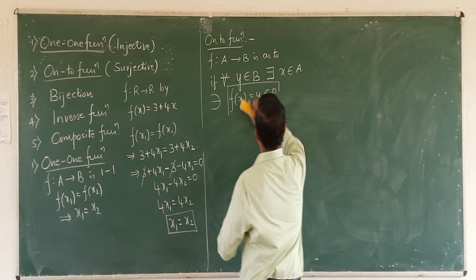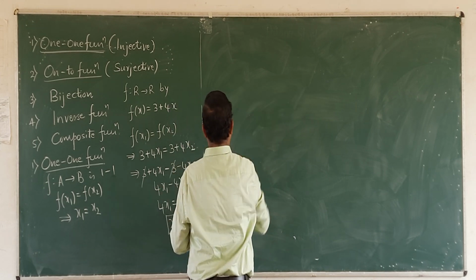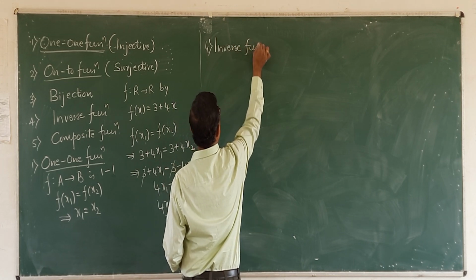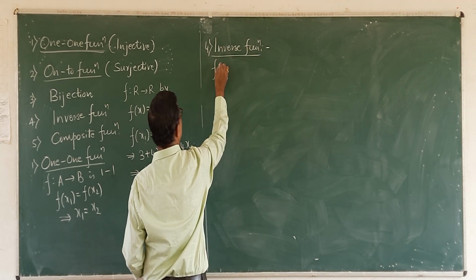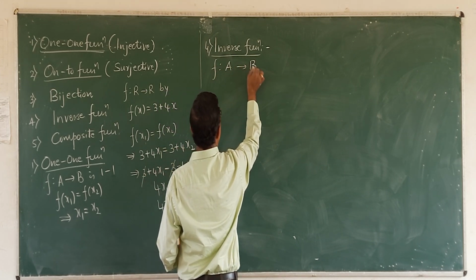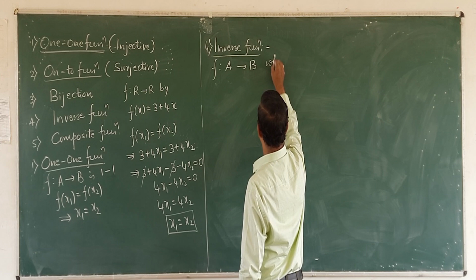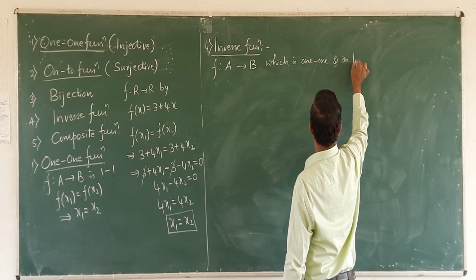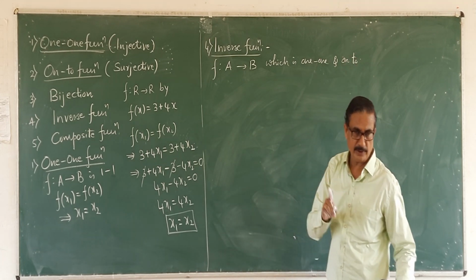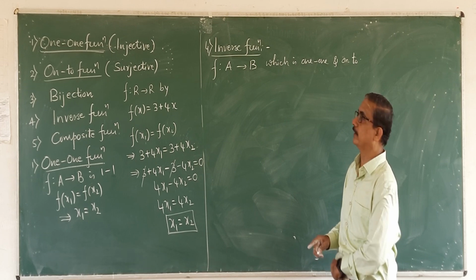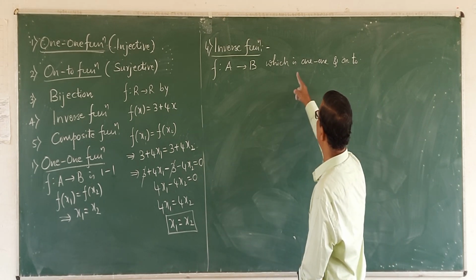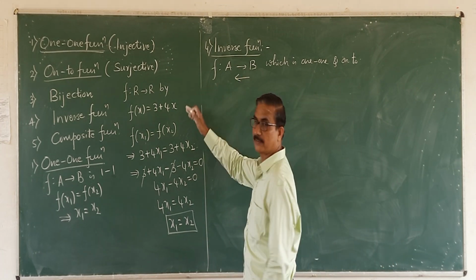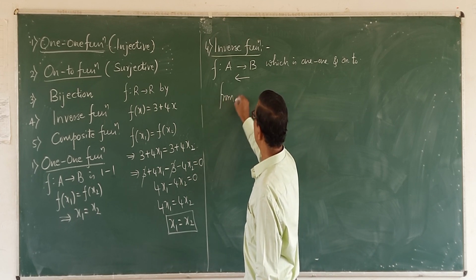Next definition, that is type number 4, the inverse function. Define inverse function. Very simple definition. A function f from A to B, since the function f from A to B is one-one and onto. Look, the given function must be one-one and onto, both must be satisfied. Then the function from reverse, from B to A.